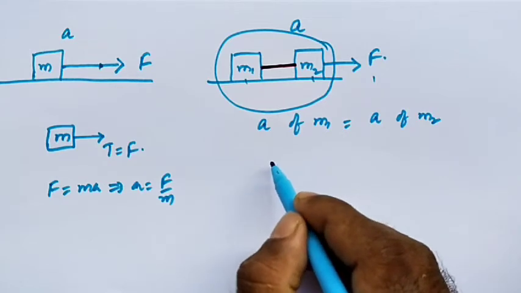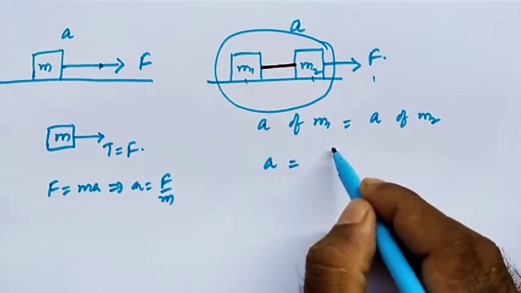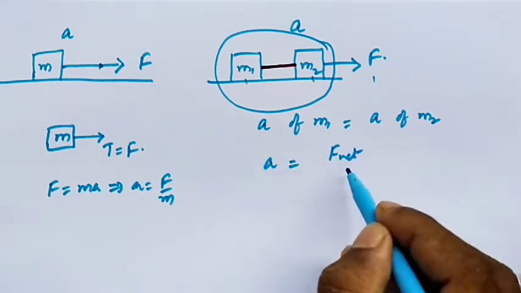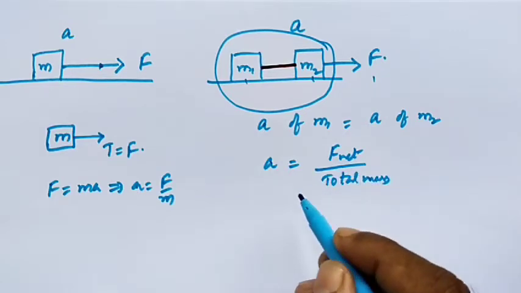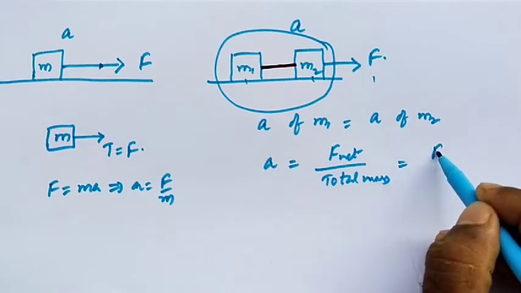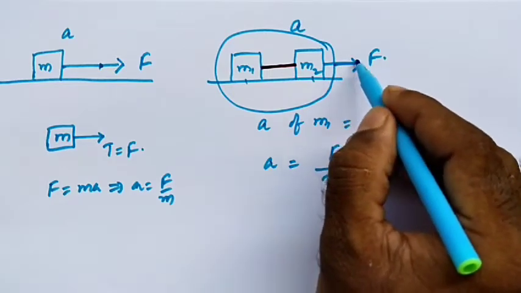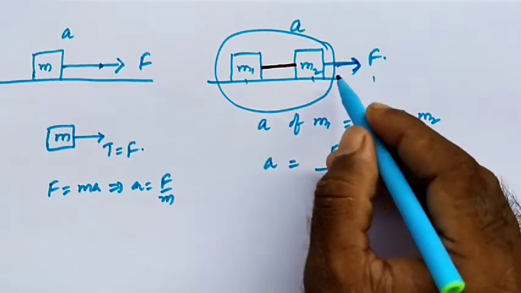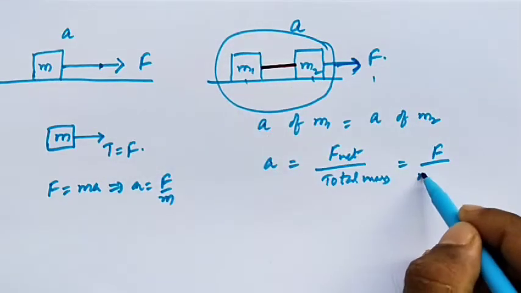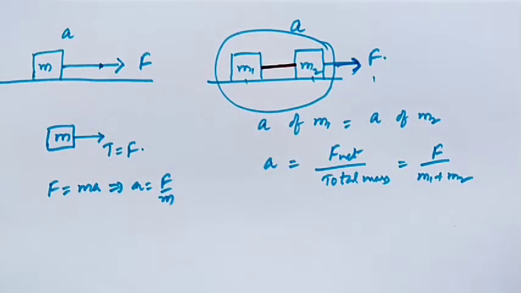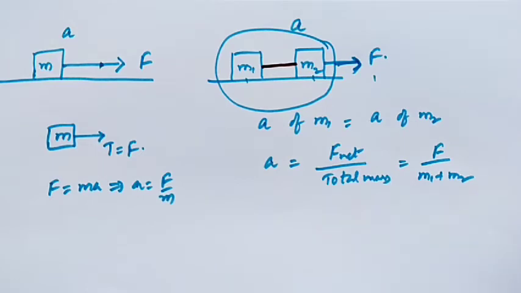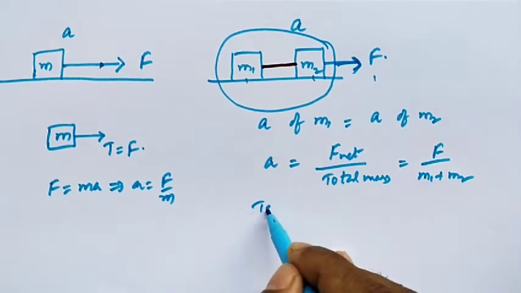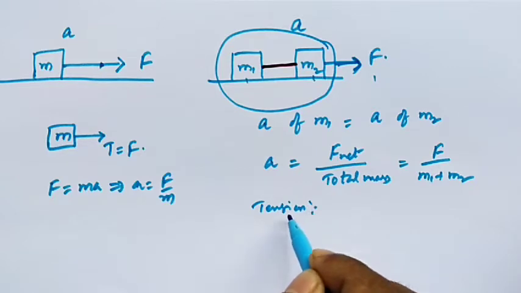Very simple. The acceleration of the system is equal to the net force acting on the system divided by the total mass. What is the net force acting externally on the system? F, divided by the total mass of the system, m1 plus m2. In this way you can calculate the acceleration directly without a free body diagram. Now how to calculate the tension in the string?